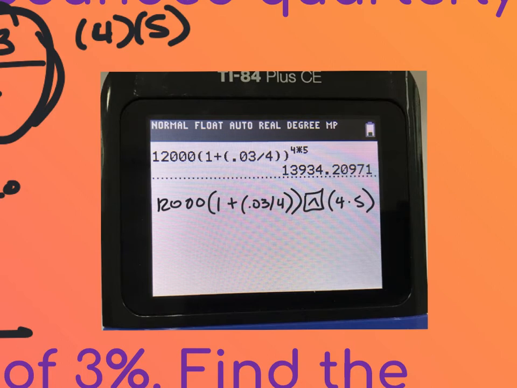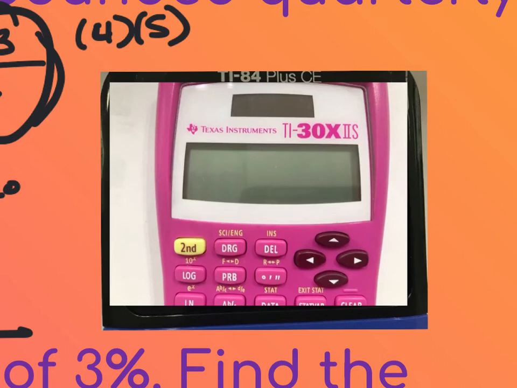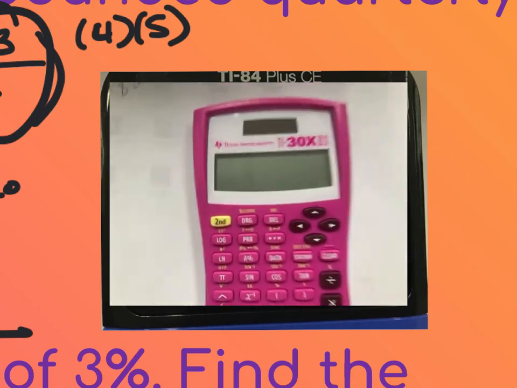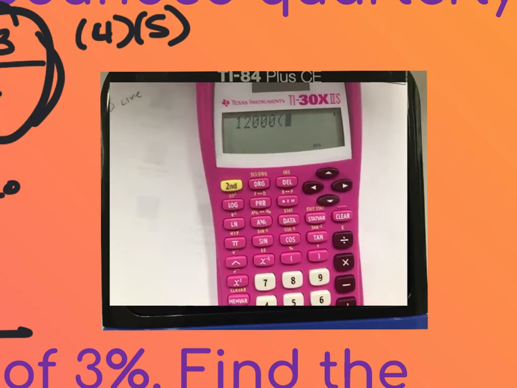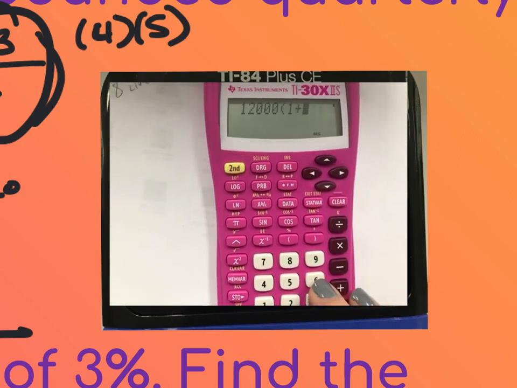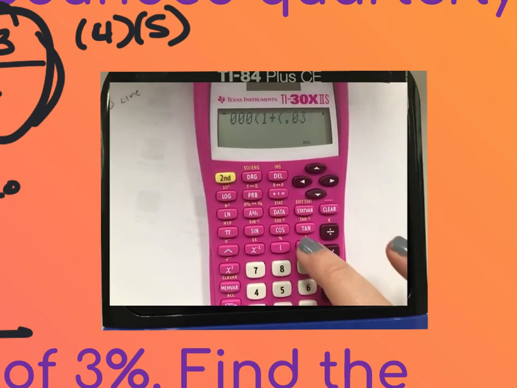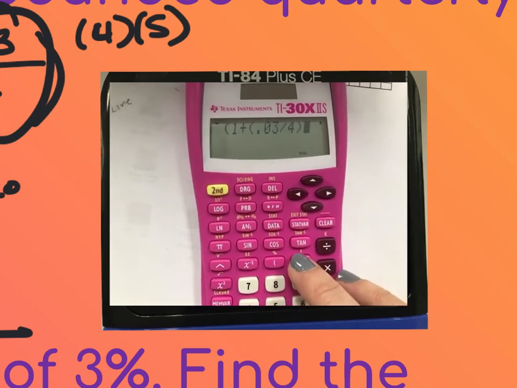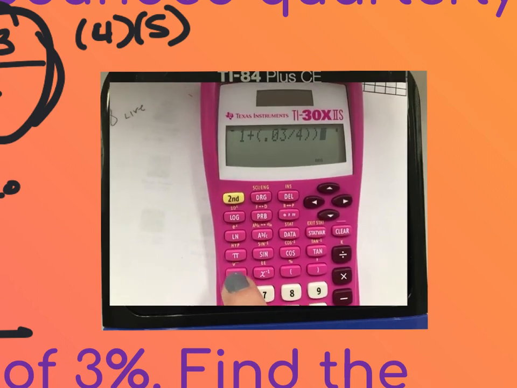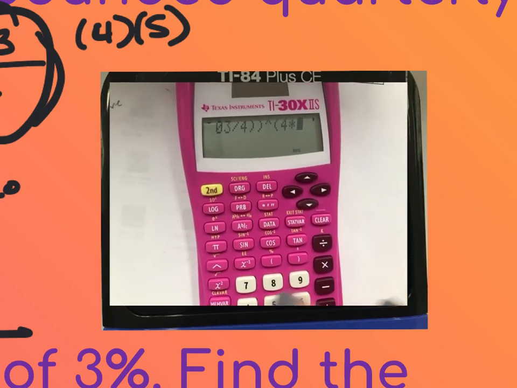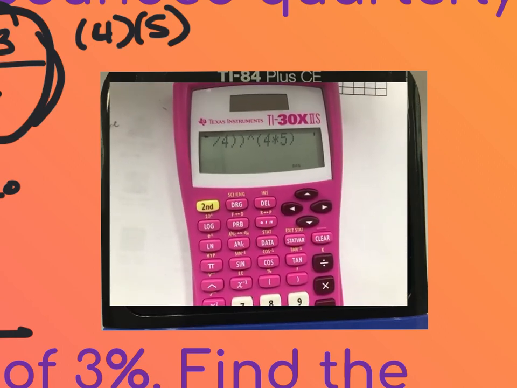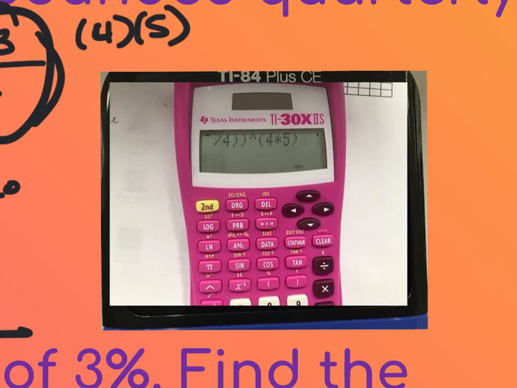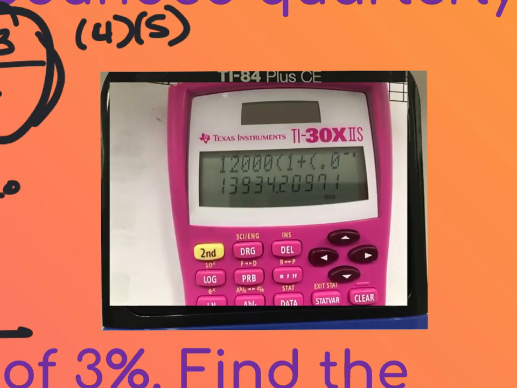So would I have to do mine backwards or could I just? So you're going to do this. You have to do 12,000, open the parentheses, 1 plus, open the parentheses, 0.03 divided by 4, close the parentheses, close them again. Then do that little caret. And then open parentheses 4 times 5. If you don't want to do the parentheses 4 times 5, then you just have to do 20. You can't do 4 and not have it grouped together with the 5. Then hit enter, you should get the same answer.